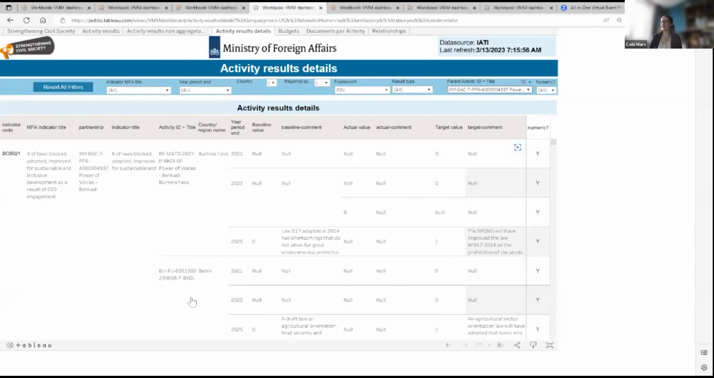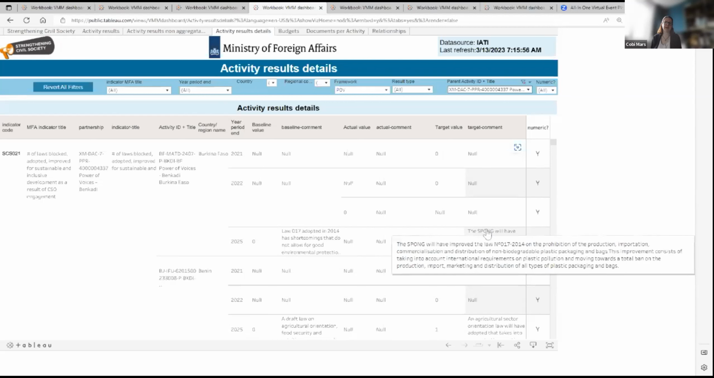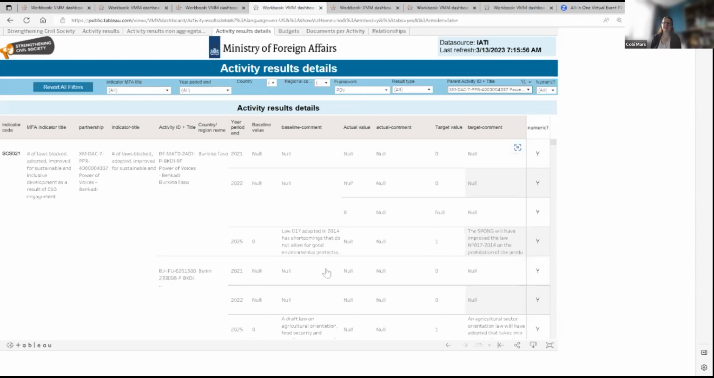So if we look at Benkadi, then for the indicator which is called number of laws blocked adopted, it's a lobby and advocacy program. We want to strengthen civil society to give them sufficient capacity to be able to influence politics and processes in their country. So here Benkadi shows for Burkina Faso that there was a law as baseline information, that there was a law adopted in 2014, but there were some shortcomings in it, and that they want to adjust those shortcomings in the coming years, or at least put it on the table and discuss it with the government. We also know that policy change is a long-term process. So that's, I think, about the results.